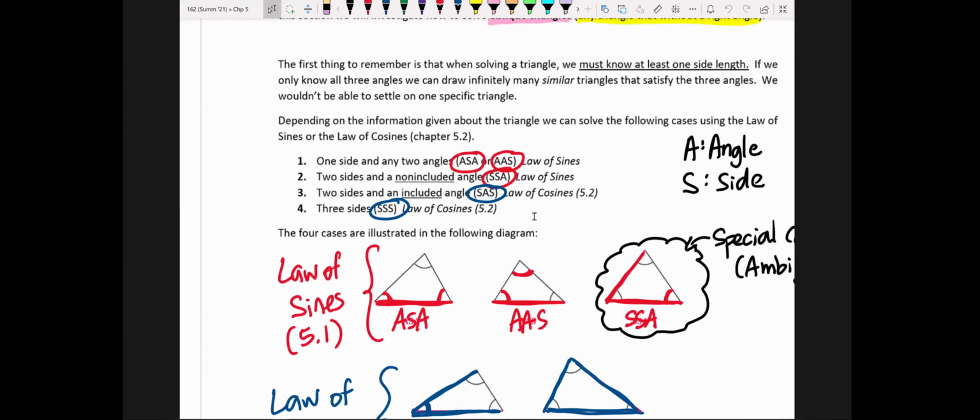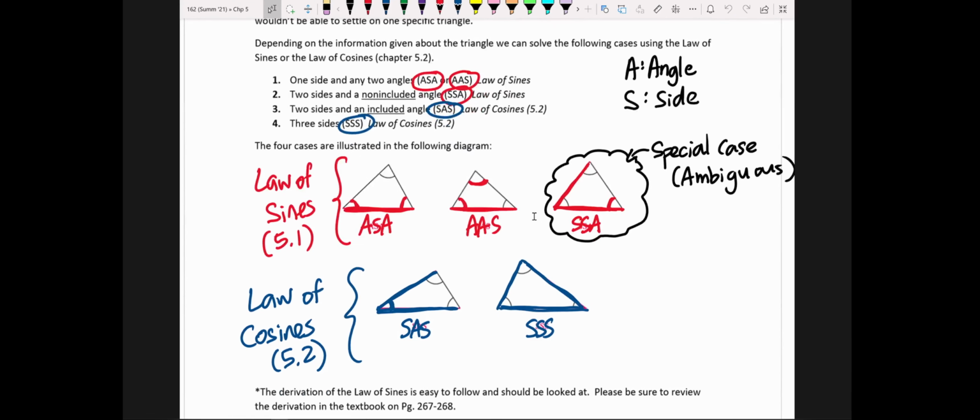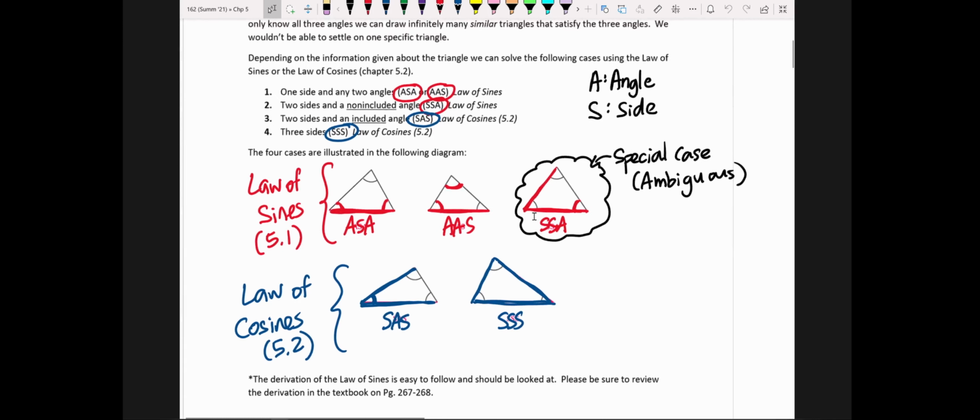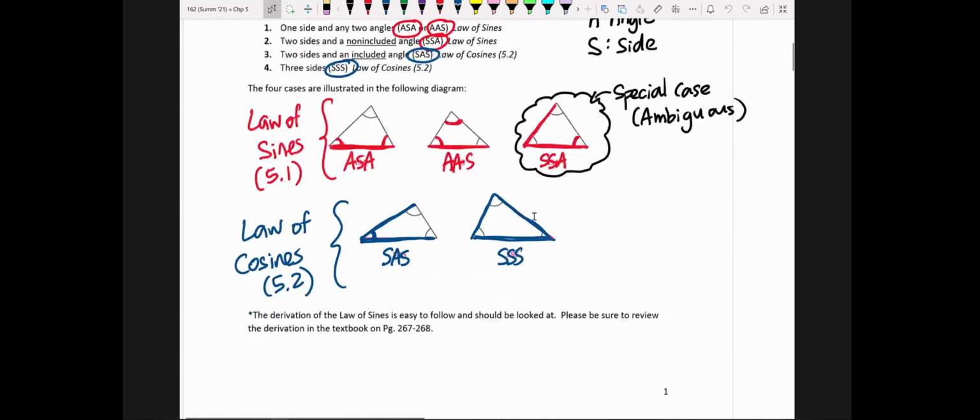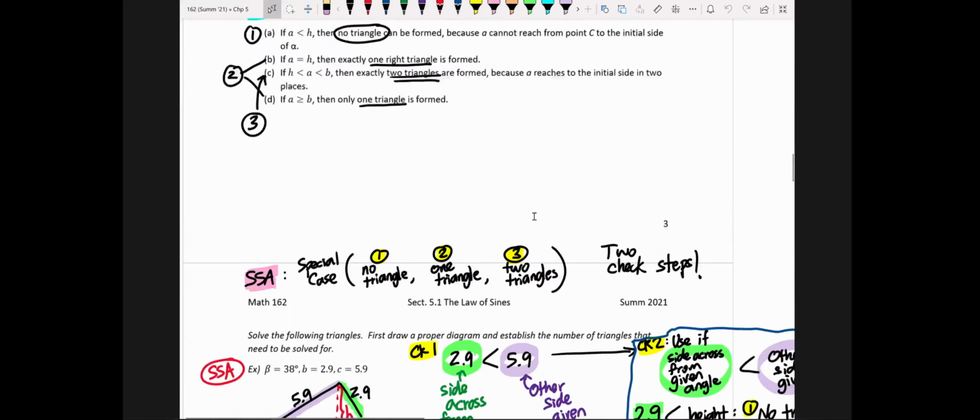If we're given angle, side, angle, or angle, angle, side, we use law of sines to solve. If we're given side, angle, side, or side, side, side, we use law of cosines to solve. The special case is the side, side, angle, ambiguous case. And in the ambiguous case, we have to check to see which category it falls in. So let's take a look at our ambiguous case SSA.